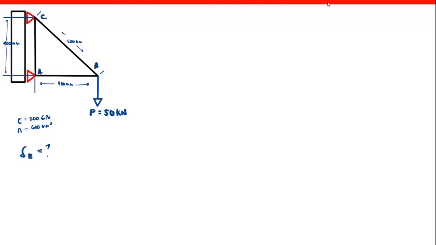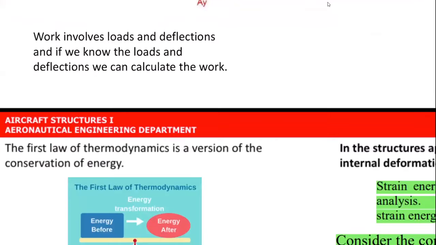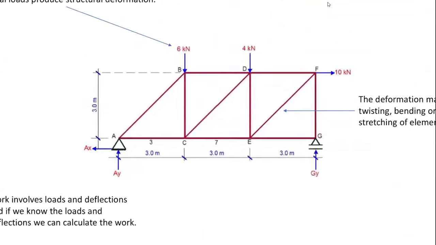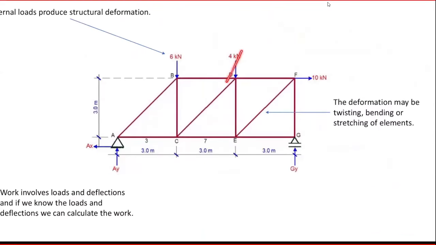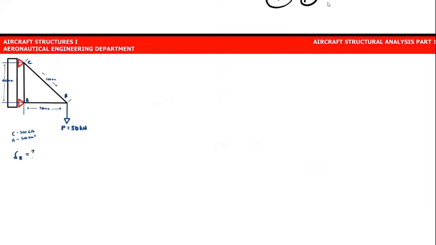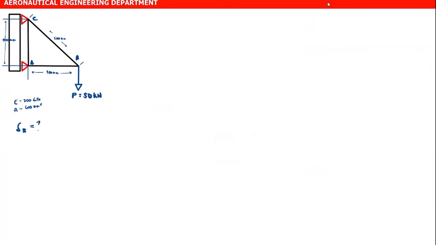Okay? So again, this technique is for one external load only. With a drawing or truss like this, with three external forces, you use a different method. But if there is only one, for example without the 4 and the 10, and you are looking for the deflection at B, you will use these equations that I will write. Okay?